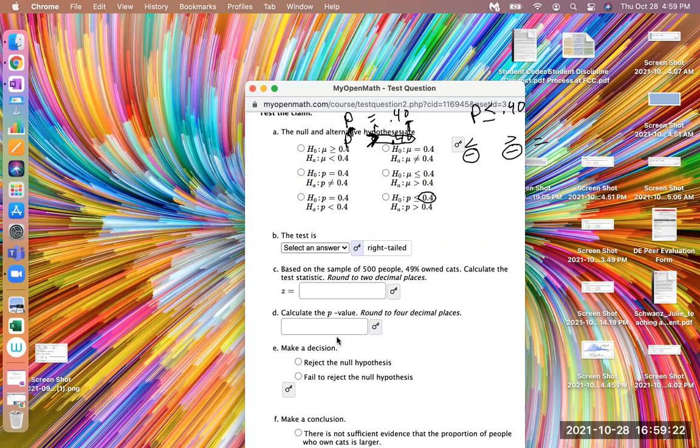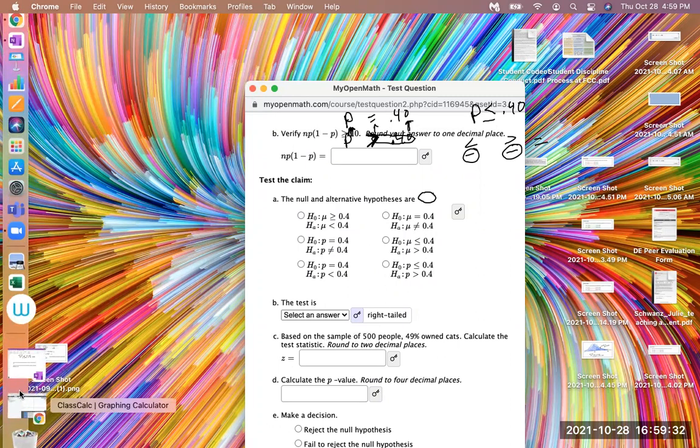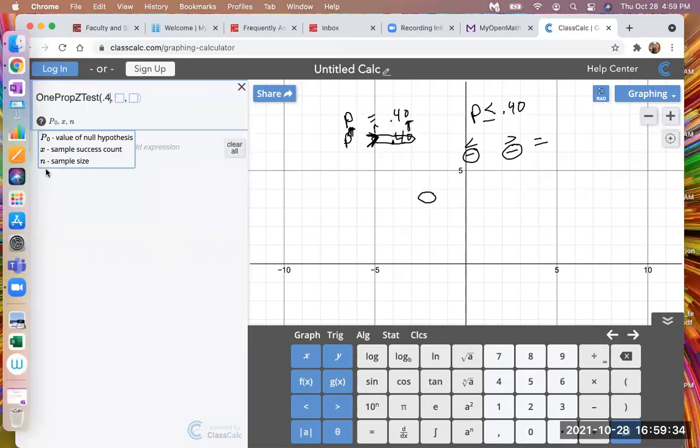And I can scroll up. 500. Now 500, it says a sample of 500, right? Is that my X value? And watch, the next thing they're going to ask me for is the N. Yeah, so the N is the sample size. So N is 500, and X is whatever 49% of the 500 would be.